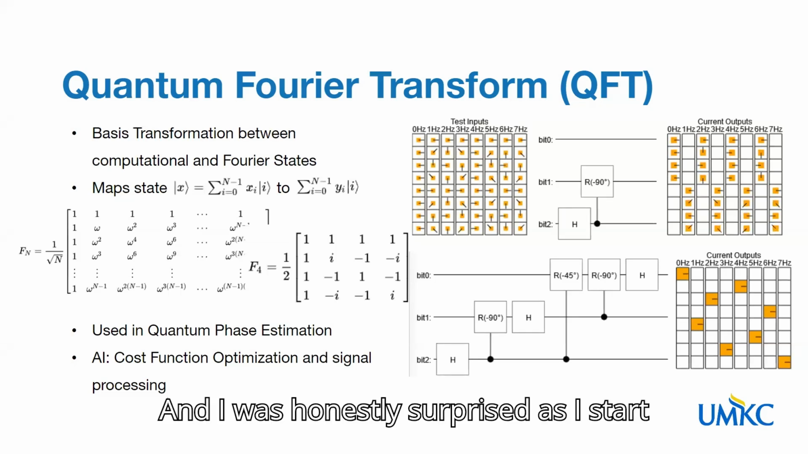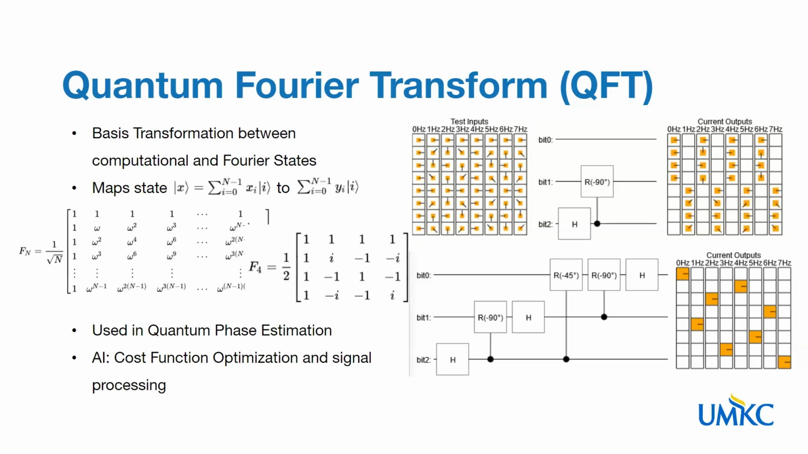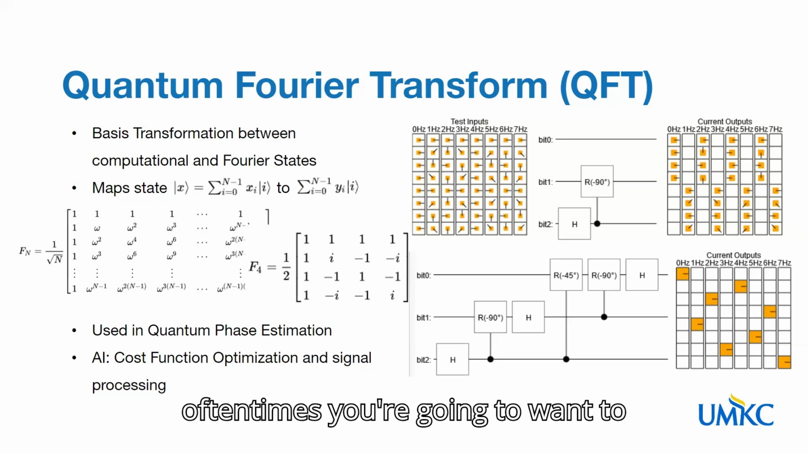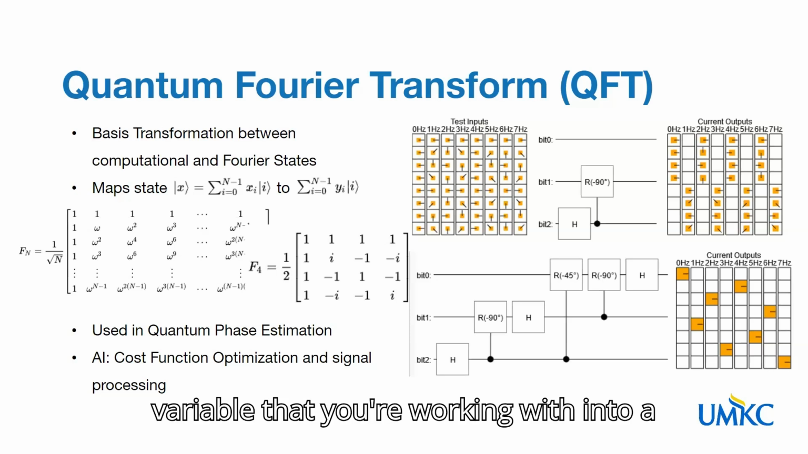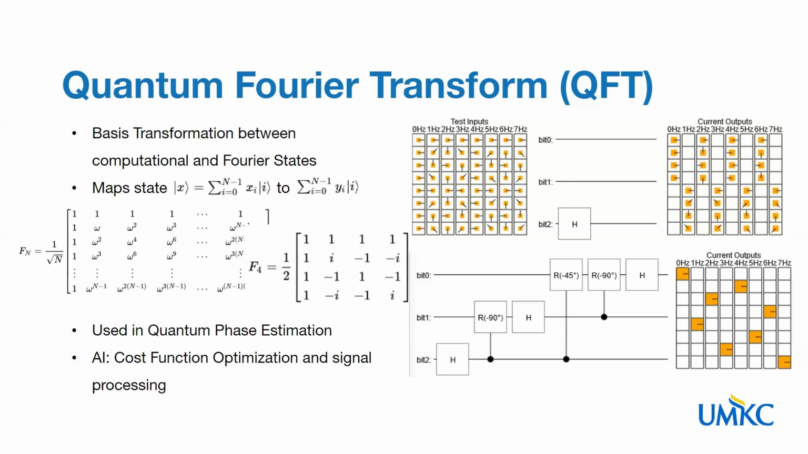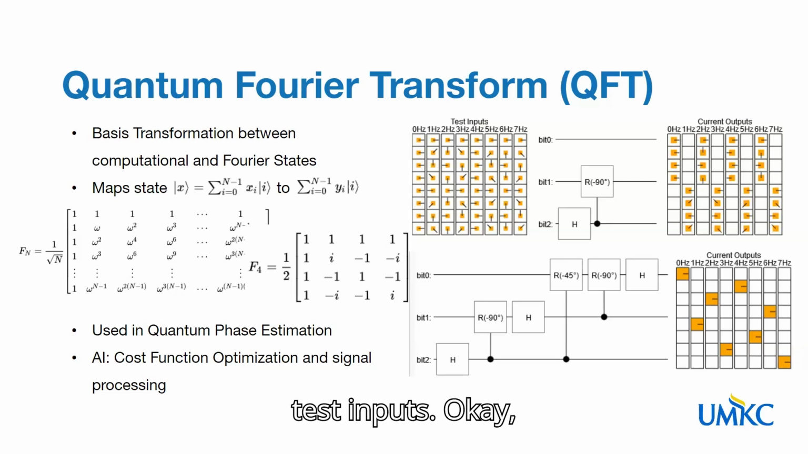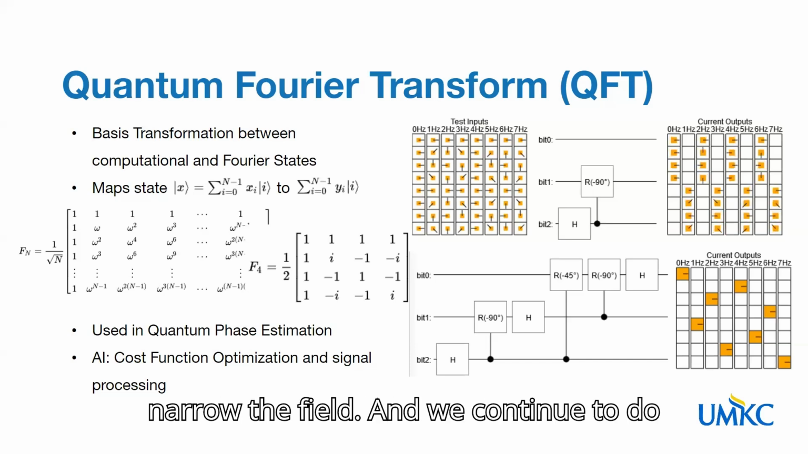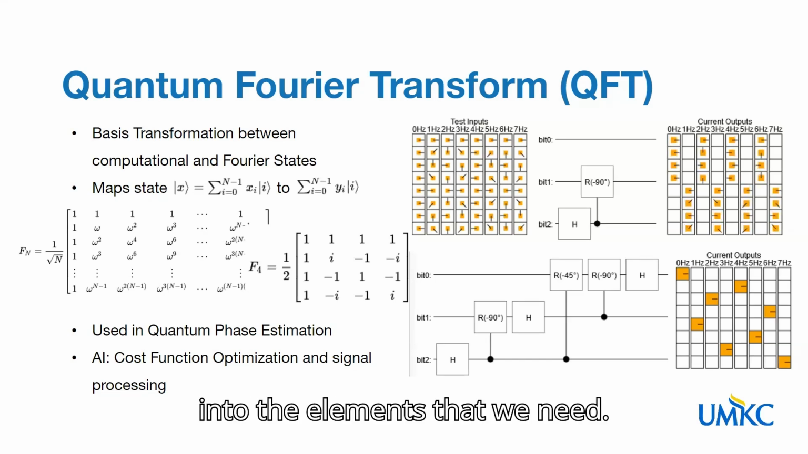And I was honestly surprised, as I started getting more and more into AI, how often you can represent what you're doing as a frequency wave. And so oftentimes you're going to want to decompose this frequency variable that you're working with into a series of discrete things. So what we have is all our possible test inputs. We provide a Hadamard gate, a 90-degree rotation, another Hadamard gate, and we narrow the field. And we continue to do this until we decompose it into the elements that we need.